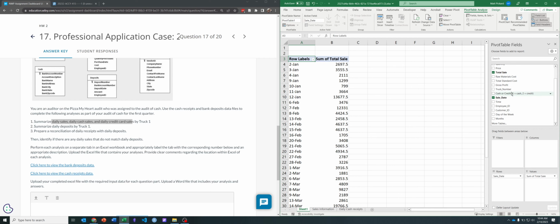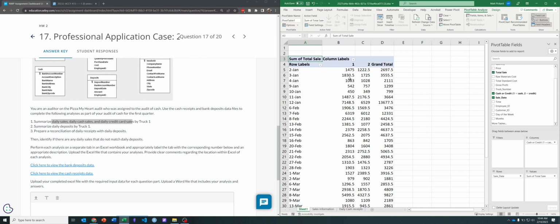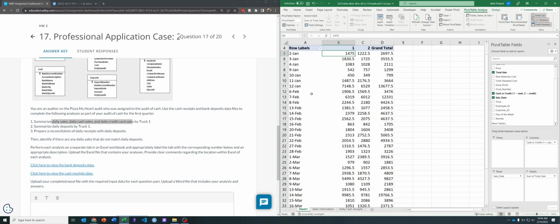But we want to split it out by cash or credit. And you can see that. 1 is cash, 2 is credit, and grand total is the combination of the two. So that gets us our answer to number 1. We're summarizing our daily sales. Our daily total sales is right there. Our daily cash sales is right there. And our daily credit sales is right there.